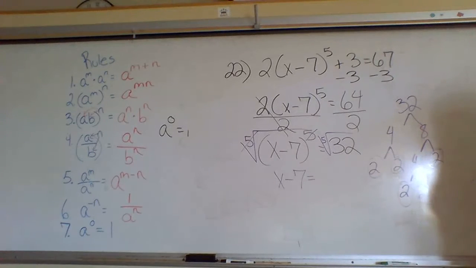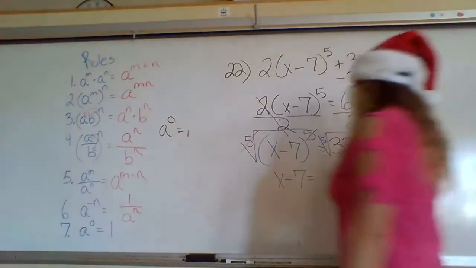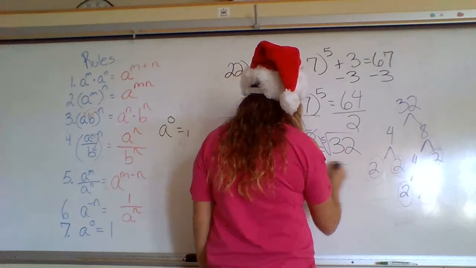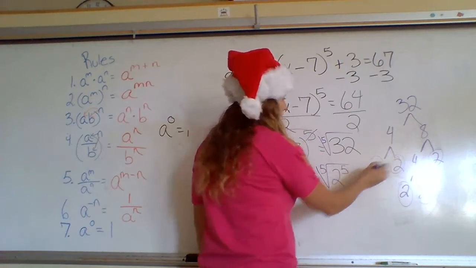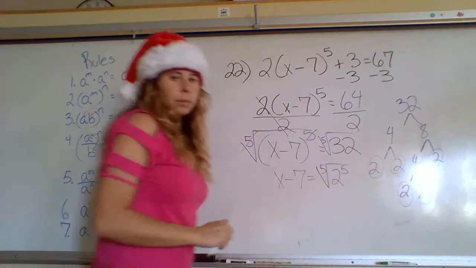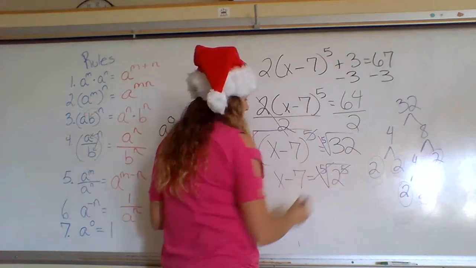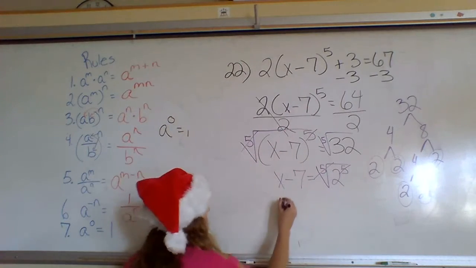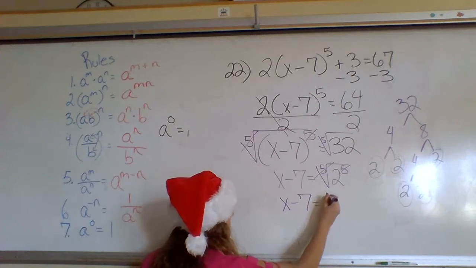So it's 5 2s. If I wanted to, I could rewrite this as the 5th root of 2 to the 5th, because there are 5 2s: 1, 2, 3, 4, 5. And then my 5s would cancel. I'd just be left with 2. Okay, good. So we have x minus 7 is equal to 2.